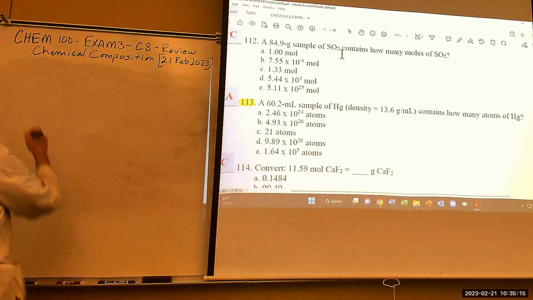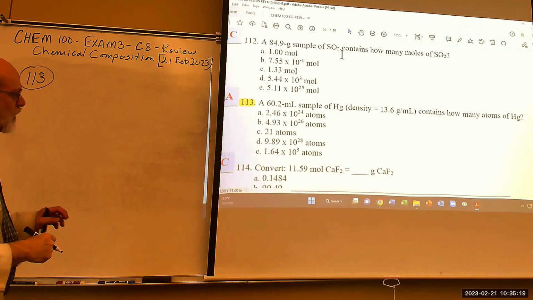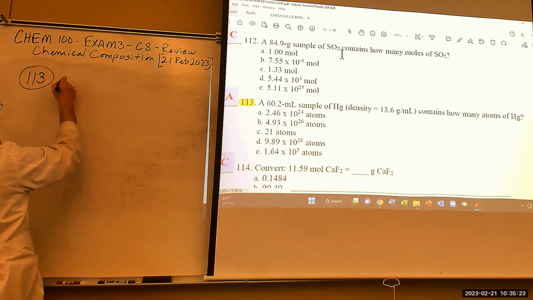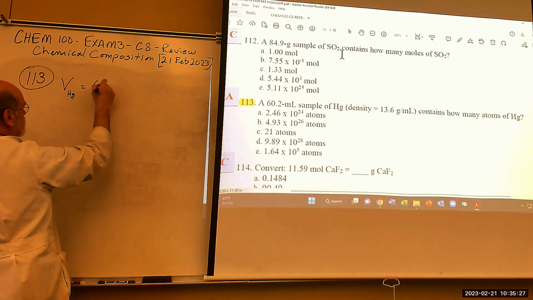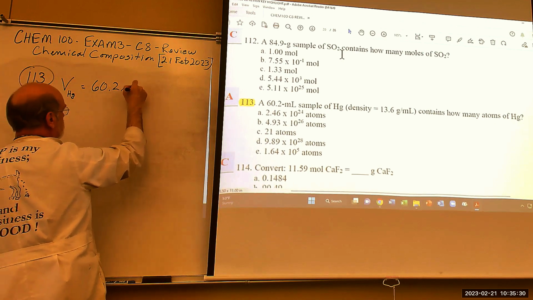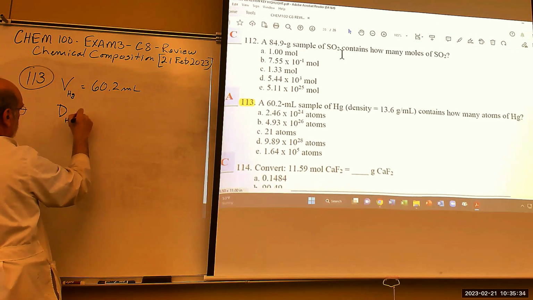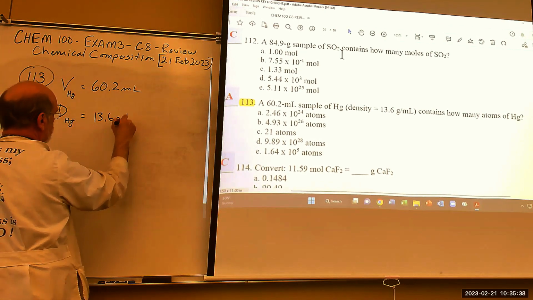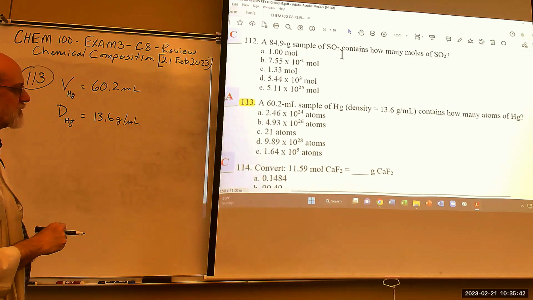And 113. A 60.2 milliliter sample of mercury. Okay, we've got volume of mercury equals 60.2 milliliters. Density of mercury is 13.6 grams per milliliter. Contains how many atoms of mercury?